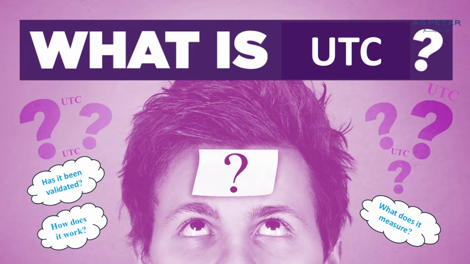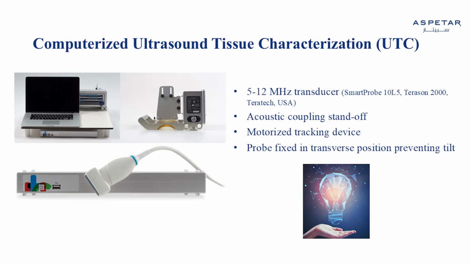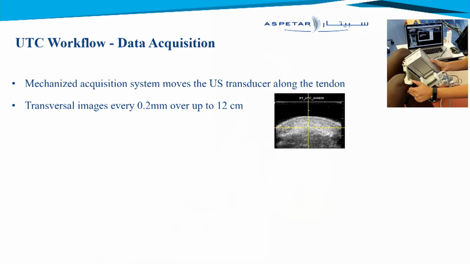So what is UTC? It's a new ultrasound probe of 5 to 12 megahertz that is coupled with a standoff pad. But the innovation is that they place this motorized tracking device which fixes the probe in a transverse position to prevent tilting while acquiring. So during the swipe, the probe will glide down through the tendon length, and it will acquire about 600 images. Every 0.2 millimeters, it gets one transverse image of the tendon like this one.